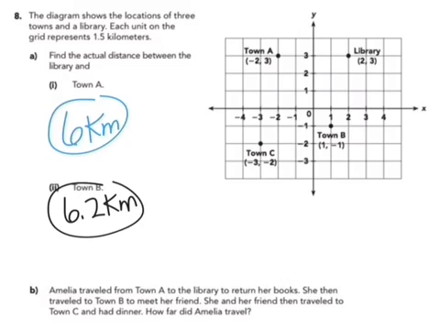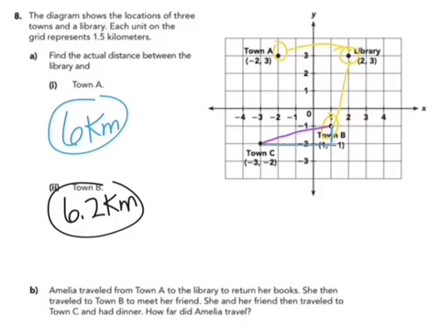Moving on to part B, Amelia traveled from town A, from here, to the library, to town B, and then she and her friend traveled to town C and had dinner. How far did she travel? So we're looking for another hypotenuse or another angled distance. So we have to do Pythagorean theorem again. And then we're going to take all of our values and add them together.